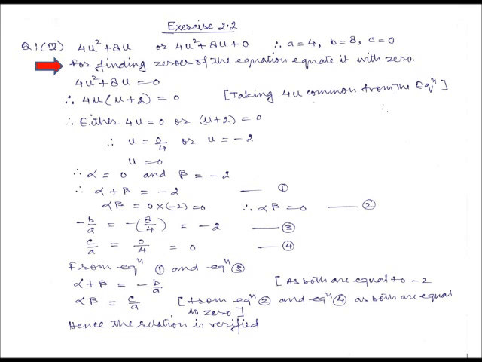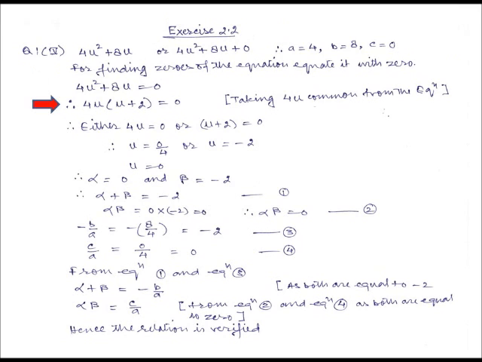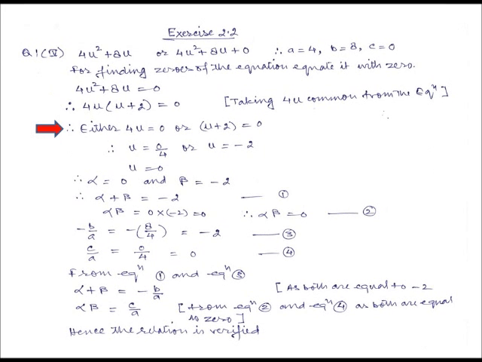For finding zeros of the equation, equate it with 0. Therefore, 4u square plus 8u is equal to 0. Now, taking out 4u common from the equation, we get 4u into (u plus 2) is equal to 0. When the product of two numbers is equal to 0, either one should be 0 or the other should be 0. Therefore, either 4u is equal to 0 or u plus 2 is equal to 0.